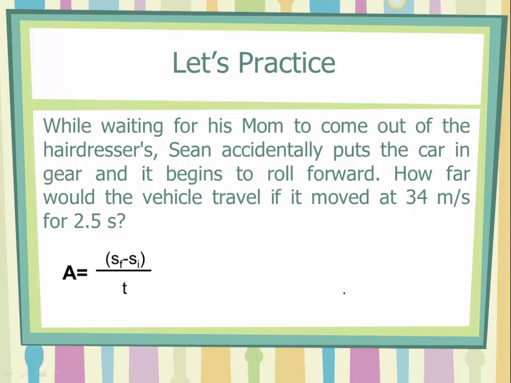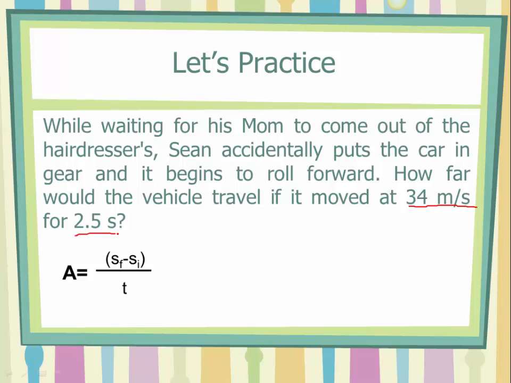So let's practice this one. While waiting for his mom to come out of the hairdresser's, Sean accidentally puts the car in gear and it begins to roll forward. How far would the vehicle travel if it moved at 34 meters per second for 2.5 seconds?